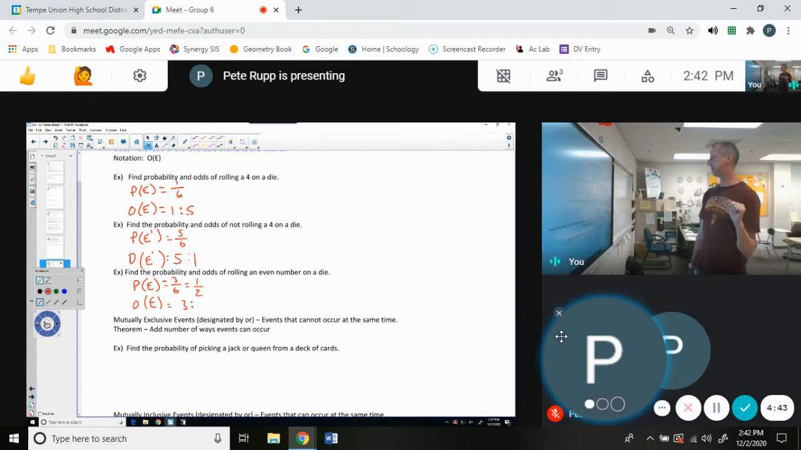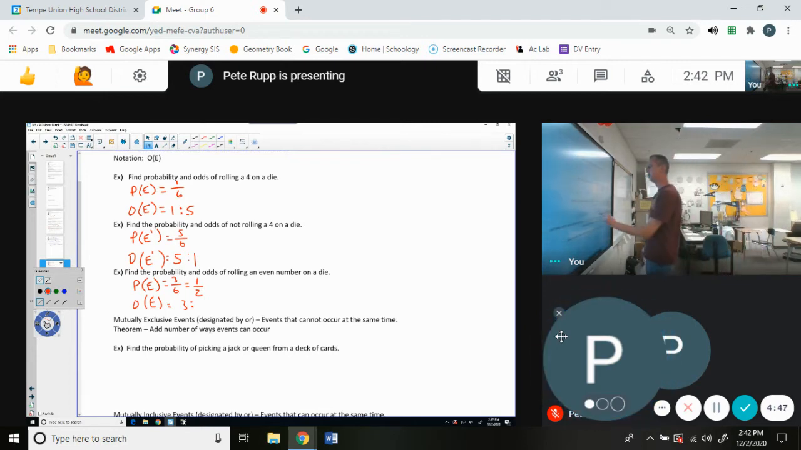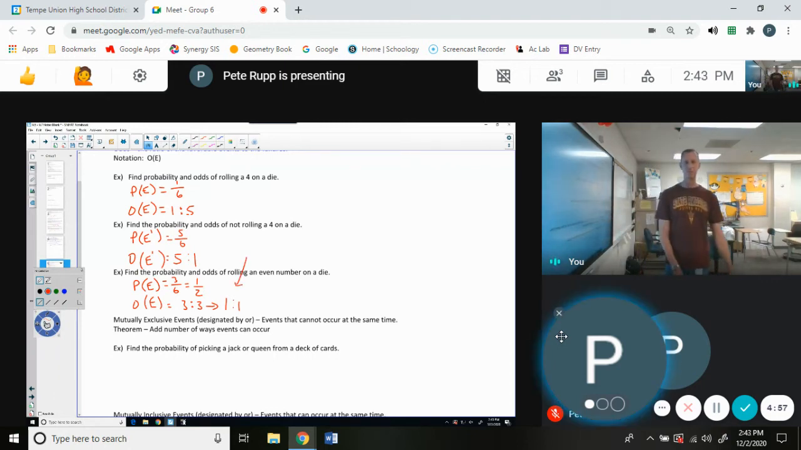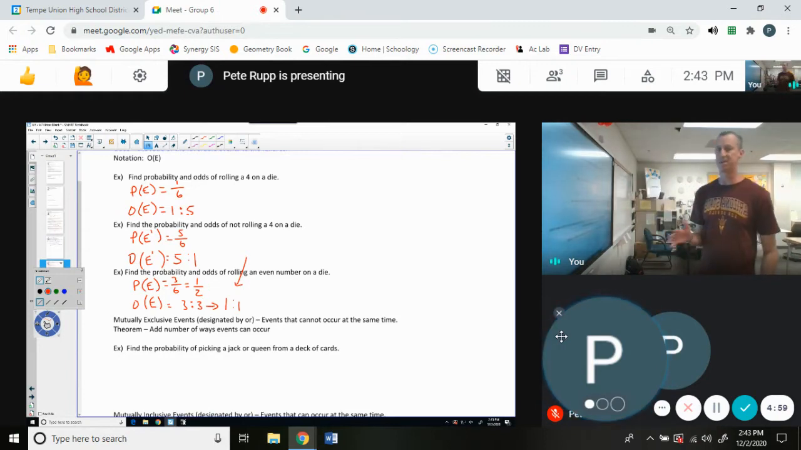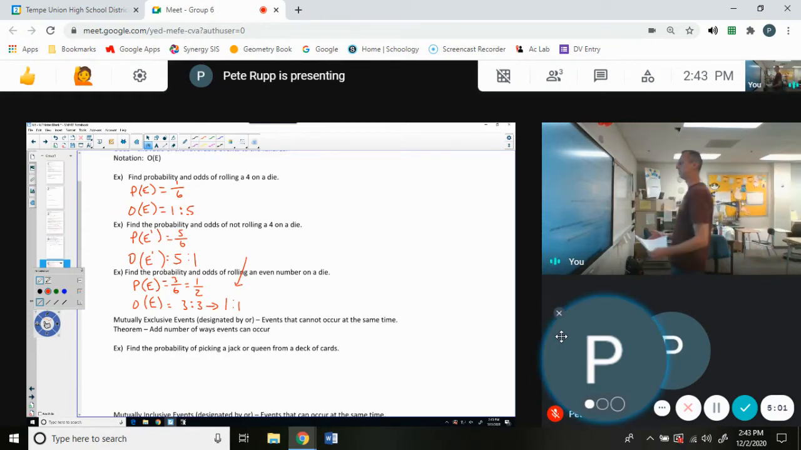Failures, let's see, probability and odds of rolling an even number. Failures would be 1, 3, and 5. So that's 3 of them. So a ratio of 3 to 3, that simplifies to 1 to 1 because 3 comes out of both of them. So if you ever see odds that are 1-to-1, that means you have a 50-50 chance if you want to talk about probabilities. You have an even chance of getting one or the other.